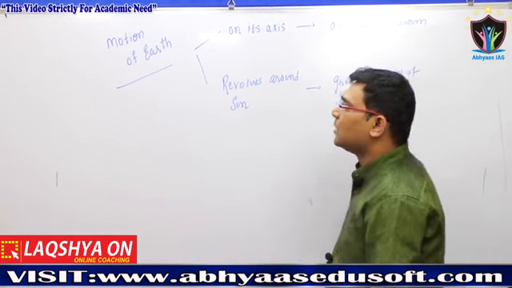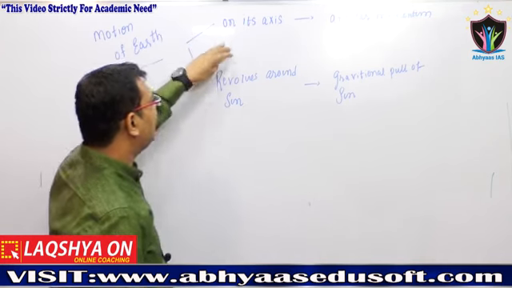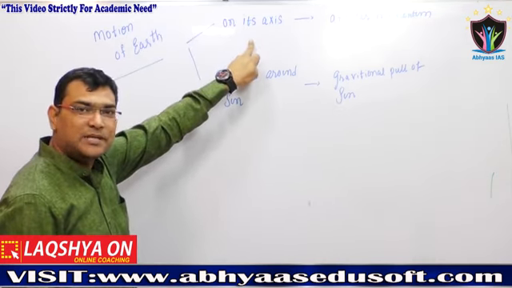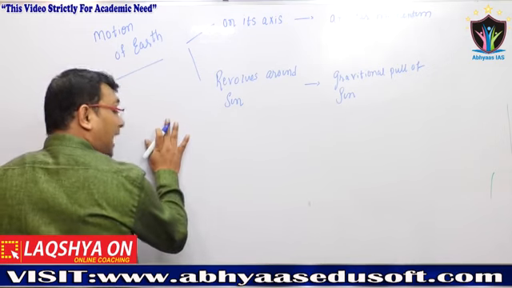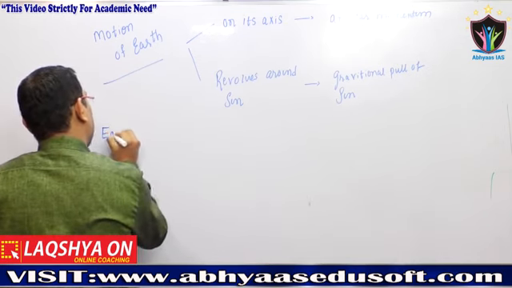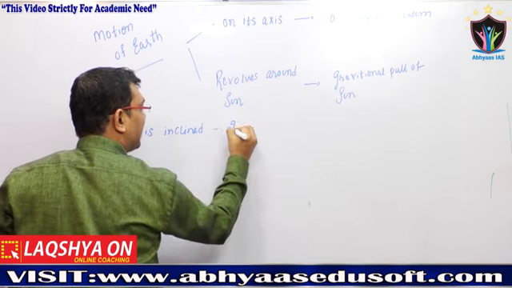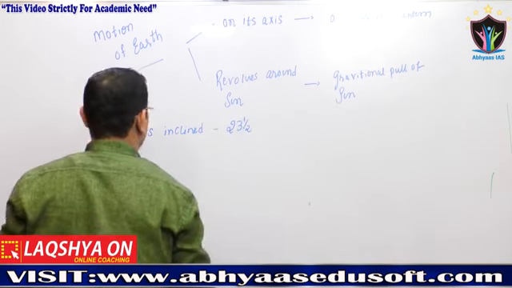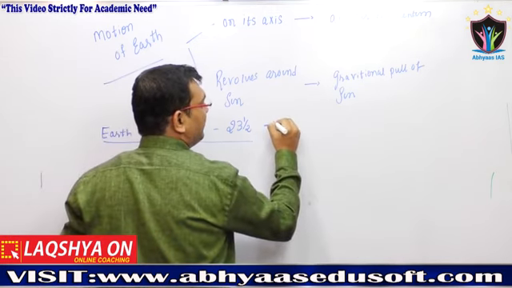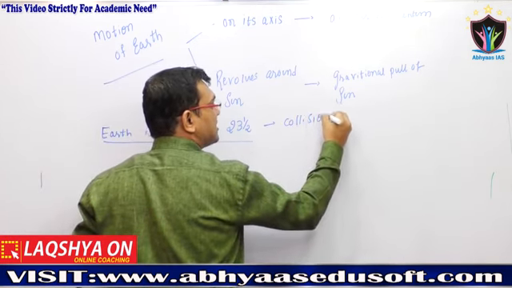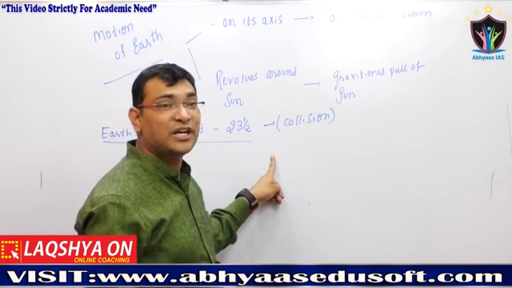Now what happens if it is rotating on its axis? What happens if it is revolving around the Sun? First we will see on its axis. Also, you know that Earth is inclined at 23.5 degrees. Why is Earth inclined at 23.5 degrees? Because of a collision with debris, the Earth became inclined at 23.5 degrees.